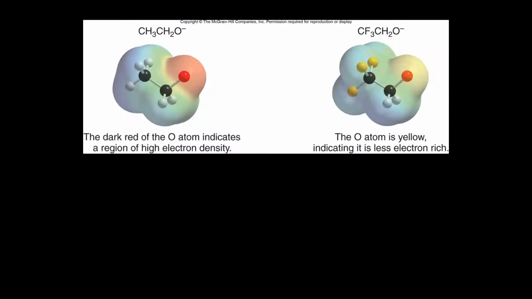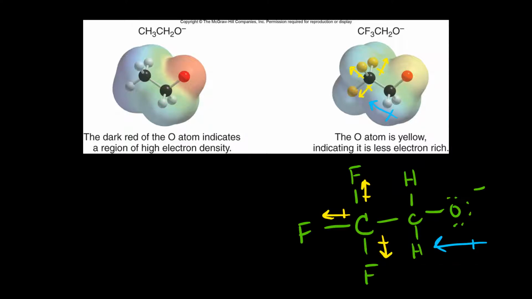These graphics here are called electron density maps, and they might help you visualize how the electron density is spread out more when electronegative atoms exert an inductive effect. On the left is the ethoxide ion, which is just CH3CH2O-. And on the right is trifluoroethoxide, where you have CF3CH2O-. And you can see, looking at the Lewis structure here, that again, the fluorines are pulling the electron density off of the negatively charged oxygen.